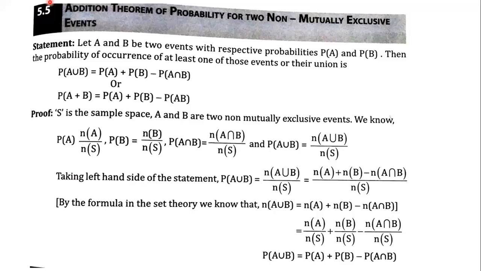So remember, the addition theorem for non-mutually exclusive events is P of A union B is equal to P of A plus P of B minus P of A intersection B. And another formula for the addition theorem for non-mutually exclusive events is P of A plus B is equal to P of A plus P of B minus P of A into B. Okay, so these are the two major formulas that will be used in the addition theorem.